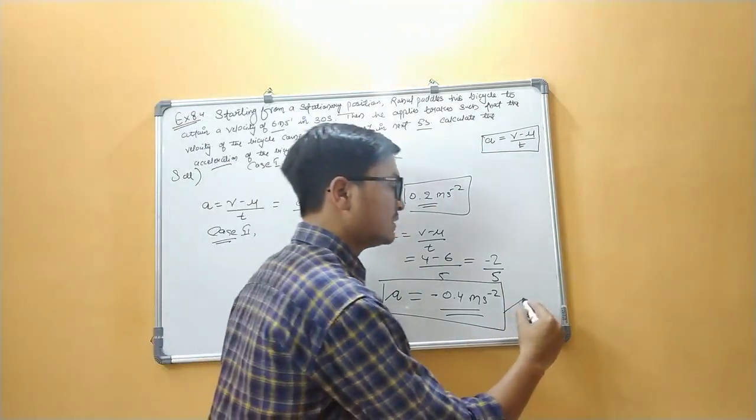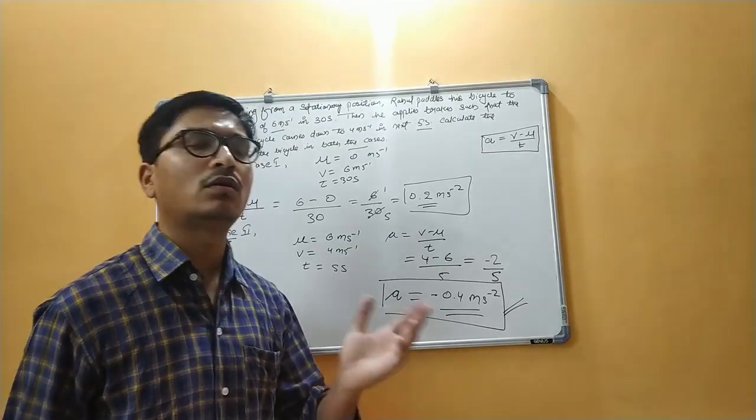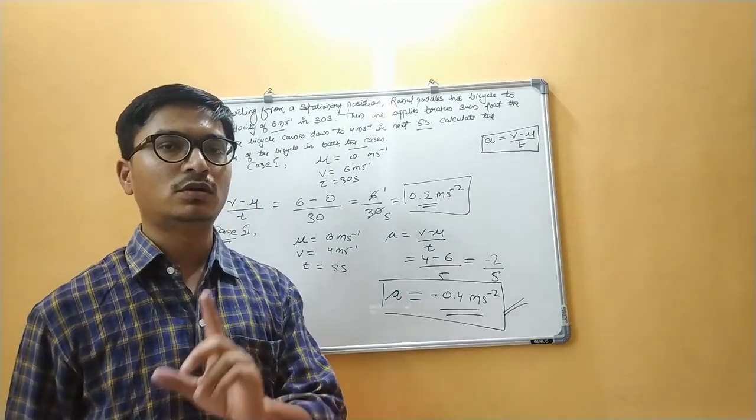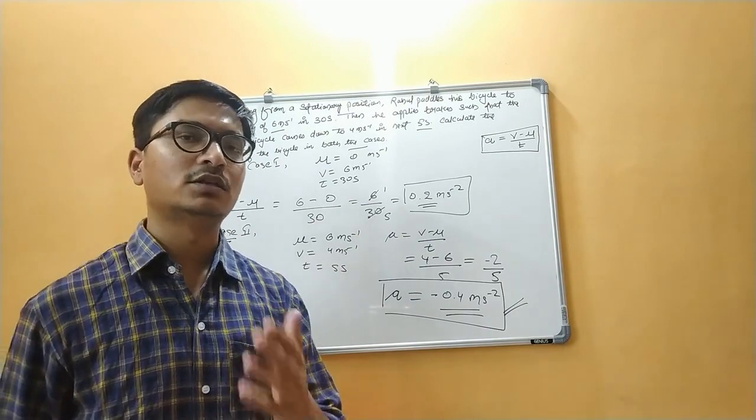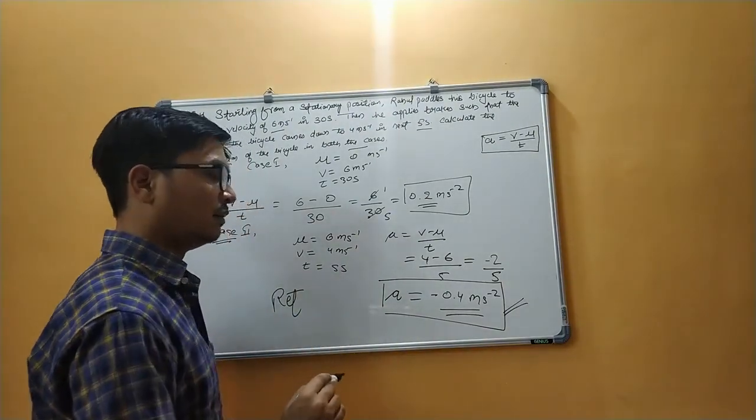So what does this negative indicate? This negative indicates that the velocity is decreasing. Understood? And negative acceleration is known as retardation. Okay, retardation.